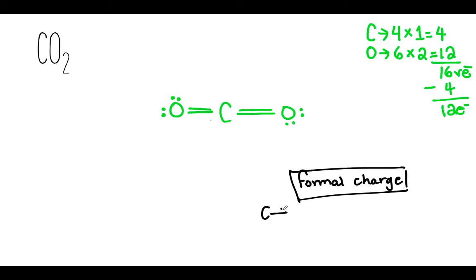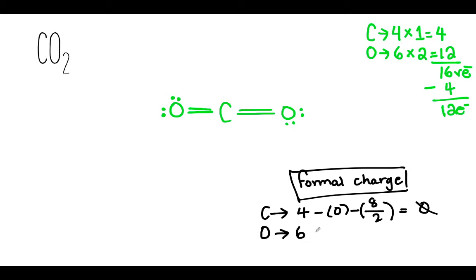So carbon has 4 valence electrons. It has no electrons as lone pairs. And it has 1, 2, 3, 4, 5, 6, 7, 8 electrons in bonds divided by 2. So this gives me a formal charge of 0. Oxygen, I'm going to take a look at both of these oxygens. They look identical, which means that they have the same type of bonding, so I'm happy to check the formal charge of just one to give me the formal charge for both of them, because you know that it's going to be the same.